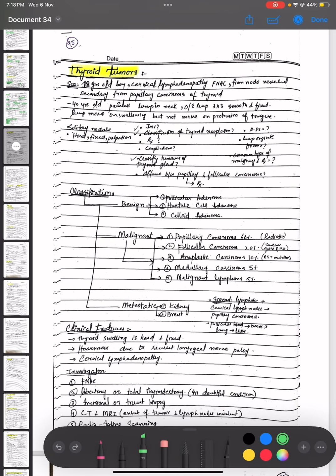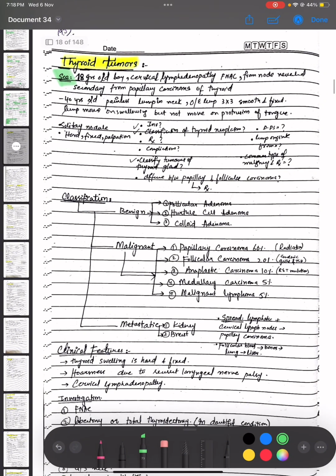Okay, now coming towards thyroid tumors, we have a scenario of an 18-year-old boy with cervical lymphadenopathy, and FNAC needle aspiration from the node revealed secondary from papillary carcinoma of thyroid. Another scenario is a 40-year-old with a painless lump in the neck. On examination the lump is 3 by 3 centimeters, smooth and fixed. The lump moves on swallowing but does not move on protrusion of the tongue.